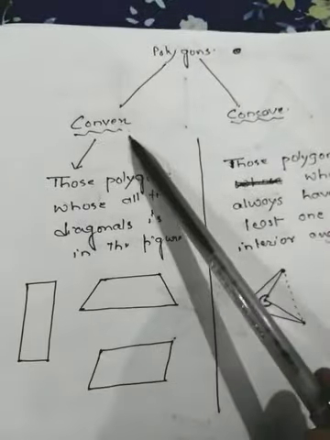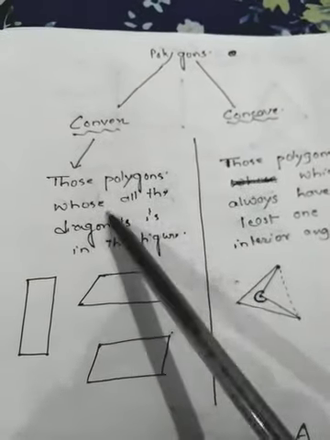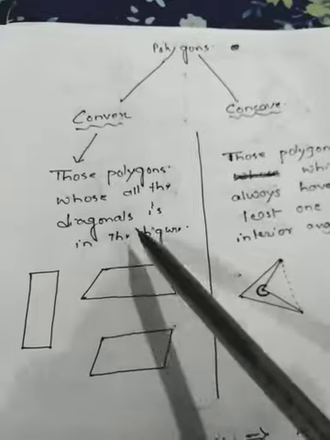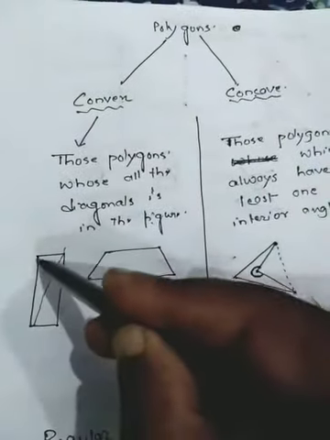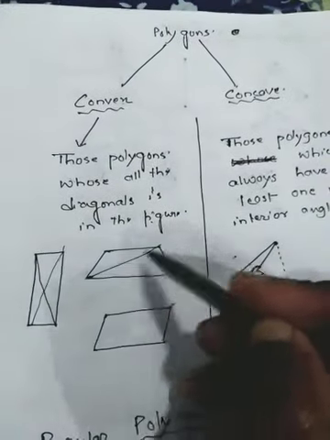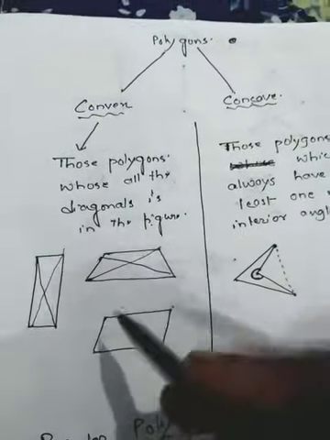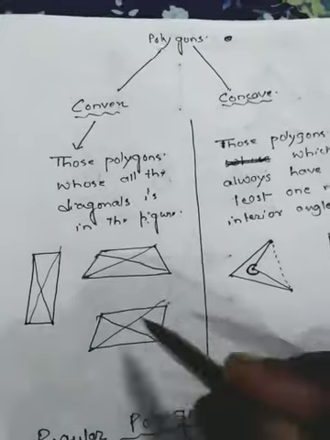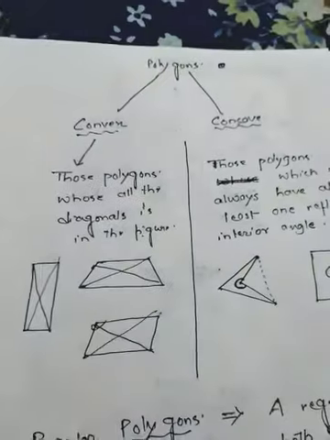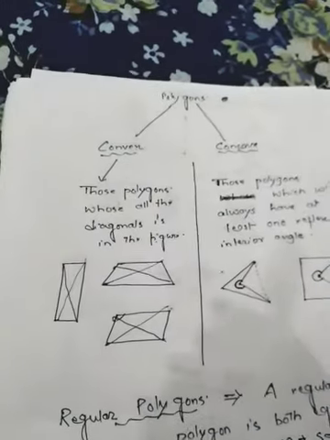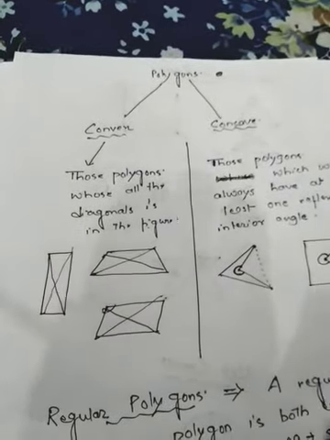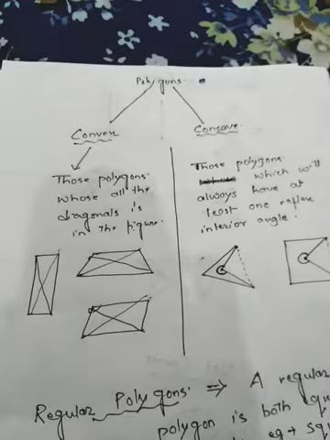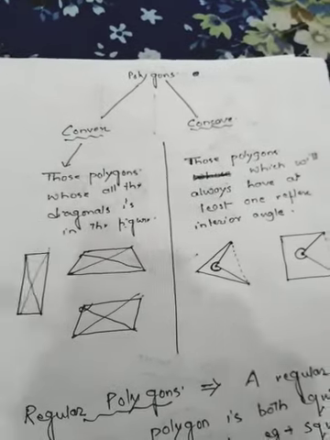Now what is a convex polygon? It is those polygons whose all the diagonals lie inside the figure. See, all the diagonals are inside the figure, isn't it? And all the angles will be either obtuse or acute, but there will be no reflex angles. A reflex angle, you remember, students, is more than 180 degrees and less than 360 degrees.